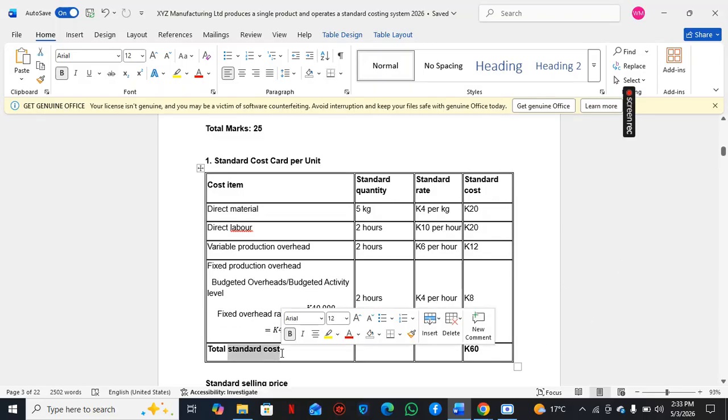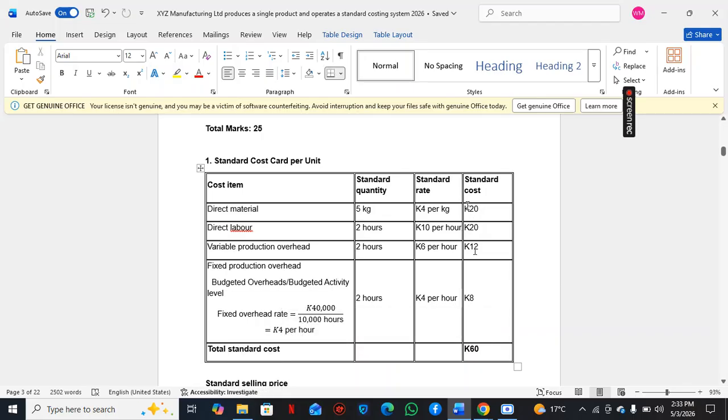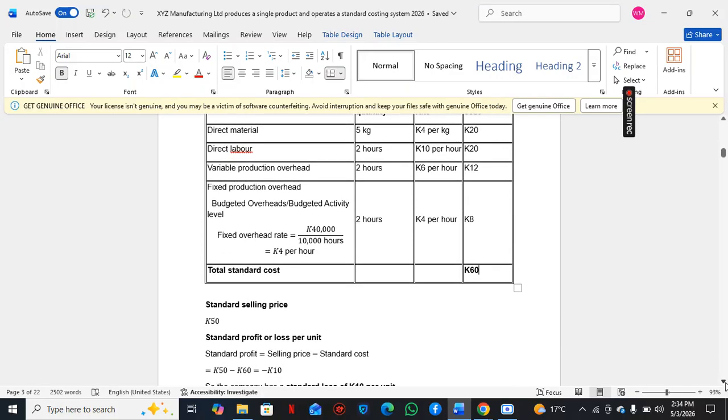So our total standard cost, you're going to say 20 plus 20 plus 12 plus 8. You're going to get 60 kwacha. This is the standard cost card per unit.